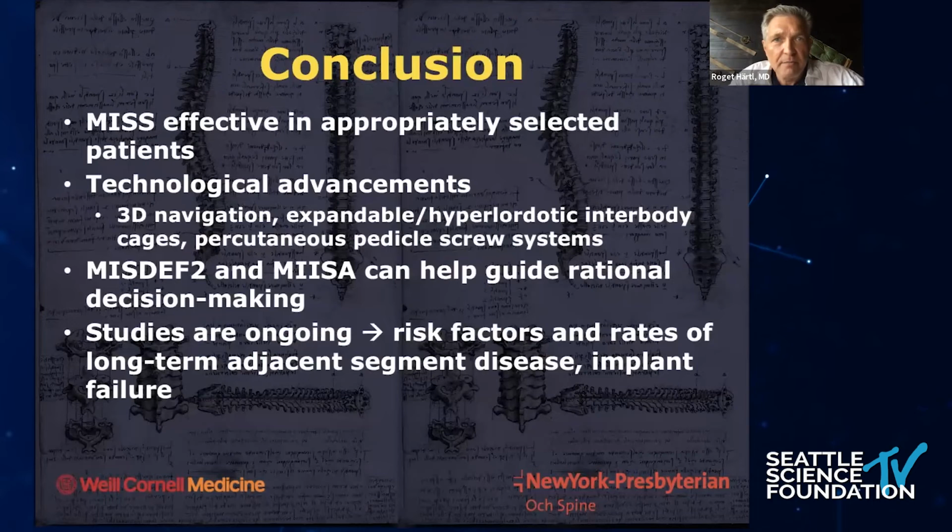The tools that are available are the expandable technologies, the hyperlordotic cages, navigation, percutaneous pedicle screw systems with robotic or freehand navigation. And I think these algorithms that I mentioned from the spine study group are really helpful for surgeons to make these decisions.